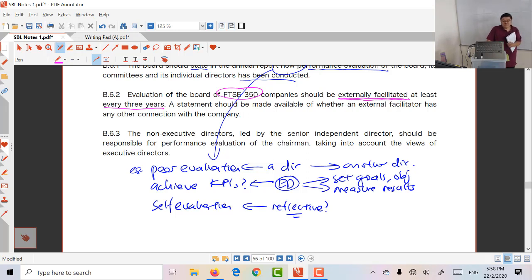It's like making sure that you're more serious. If you only have your own evaluation, at the end of the day, you may just do it for the sake of doing. A lot of people just answer, and at the end, put it aside. But when you have external facilitation, you tend to be more serious. That's the whole thing we're trying to say. And it will also give more confidence to your shareholder that you're doing it properly, so that we have the assurance that you only keep directors that are doing well.